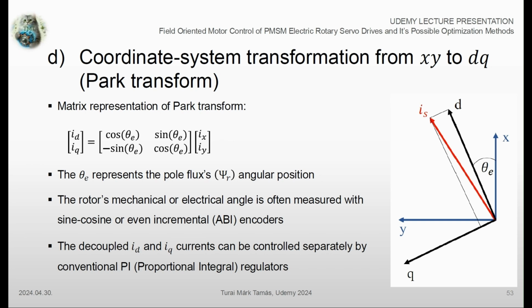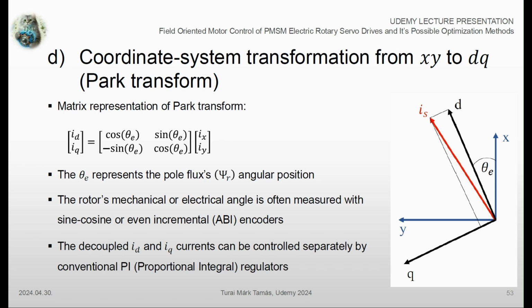We would like to describe the resulting stator current vector in different coordinate systems. This time, we shall find the mathematical connection between the stationary XY and rotating DQ frames. You can see the matrix equation of the Park transformation on this slide. As you can see, the scalar equations can be deduced from the matrix representation by utilizing the row-column multiplication method.